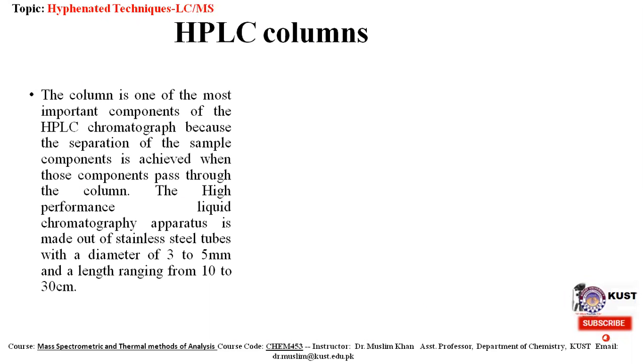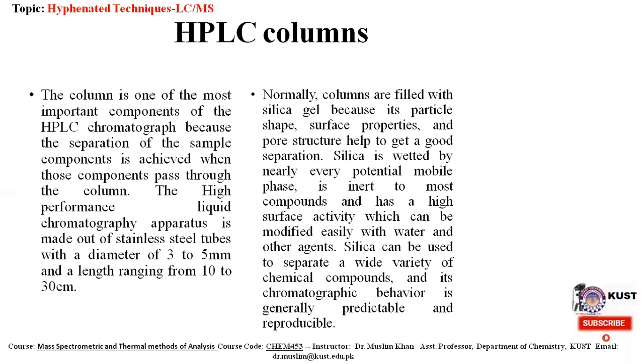Column is one of the most important components of HPLC chromatography because the separation of sample components is achieved when those components pass through the column. The high performance liquid chromatography column is made out of a stainless steel tube with a diameter of 3 to 5 millimeter and a length ranging from 10 to 30 centimeter.